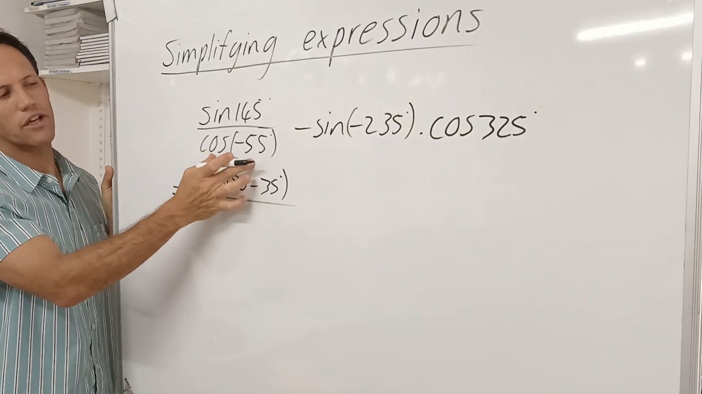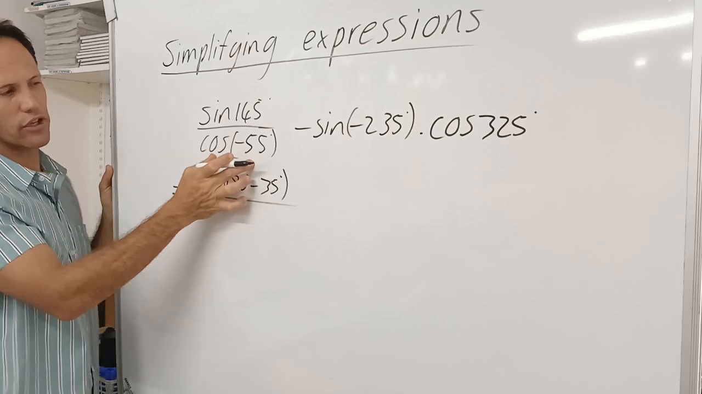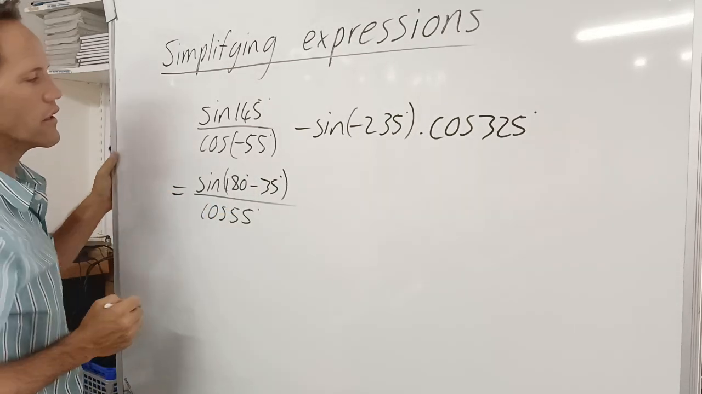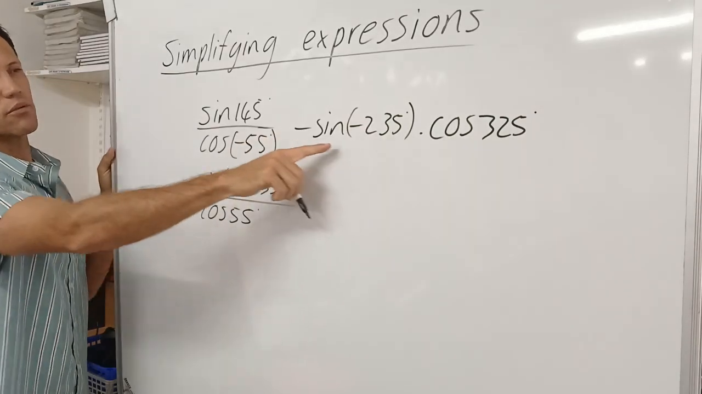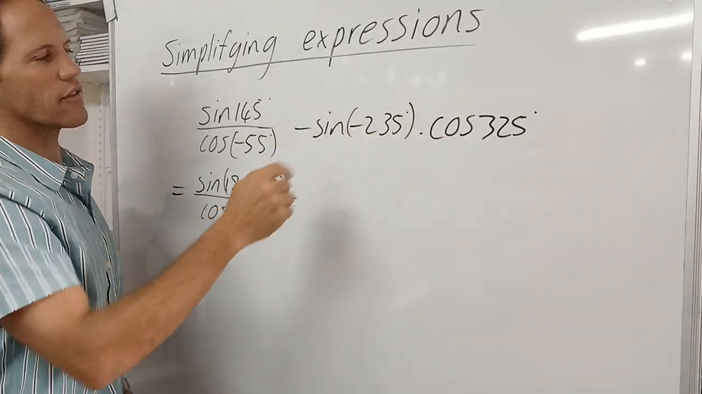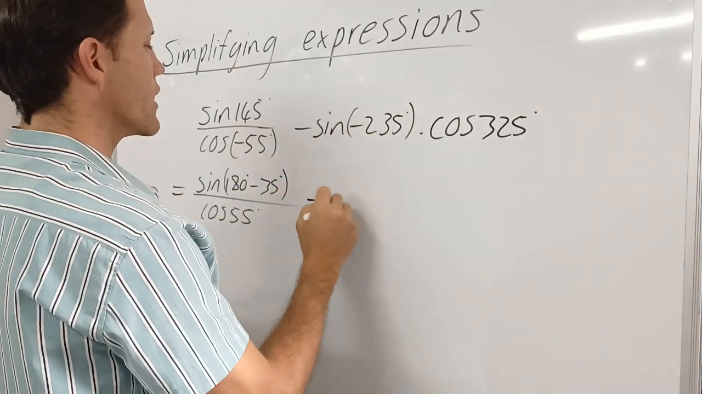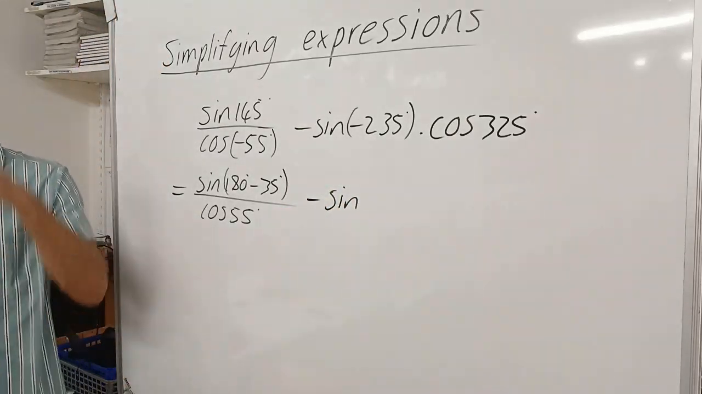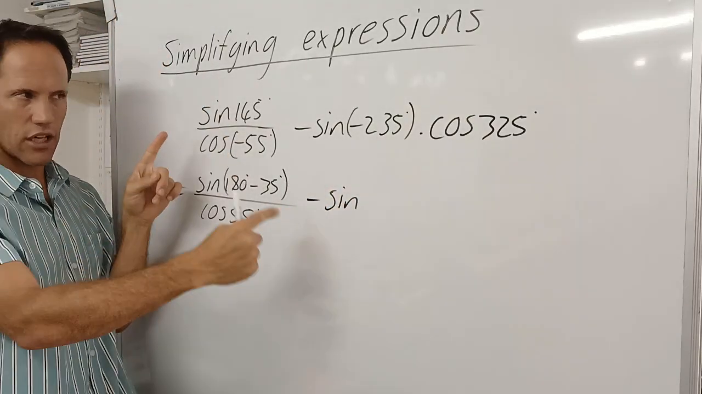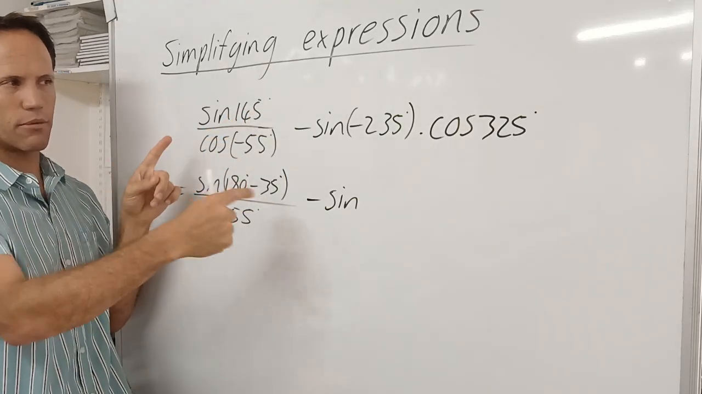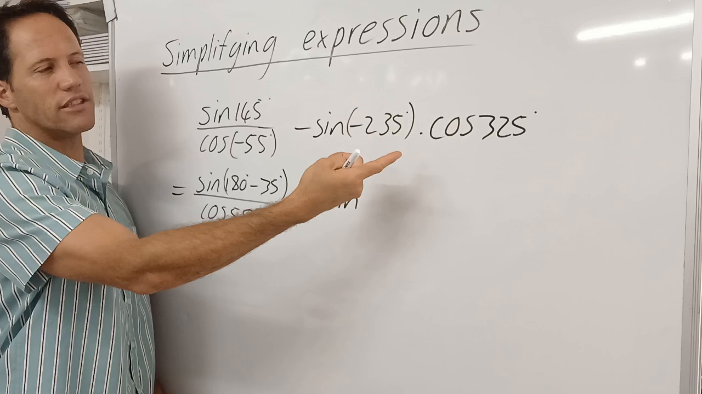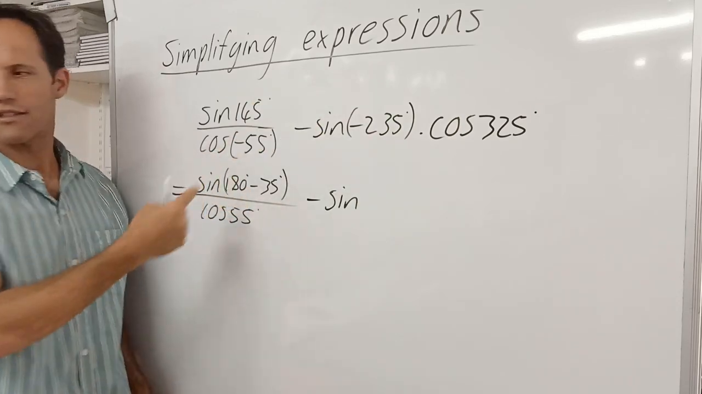So in the fourth quadrant, cos is obviously positive, so you can just change this to positive cos 55. Okay, and then this one, negative sine of negative 235. So we can say it's negative sine, and then you're allowed to add 360. Remember I told you guys the period of the sine graph is 360. It's 360 before it repeats. So when you take any angle and you add 360 or subtract 360, you get the same answer.